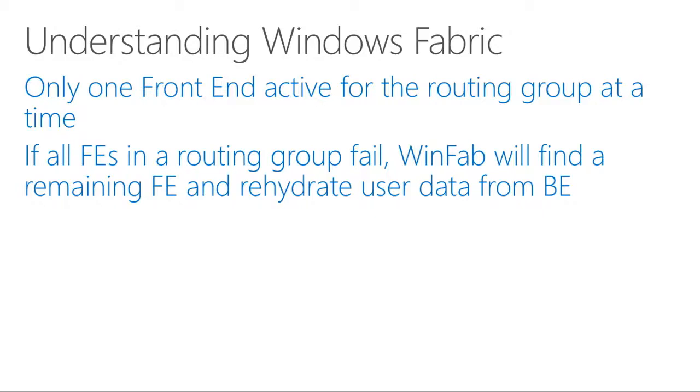But in the scenario of all three of those front-end servers failing, Windows Fabric will go off and find a remaining front-end server for those users to use and rehydrate their user data from the back end. So this is another thing where rather than Microsoft going off and building a completely new replication technology from scratch, they went out and said, look, we've got Windows Fabric, and this will do exactly what we need to replicate user data across front ends and provide us with a more robust, high availability model for Lync functionality.